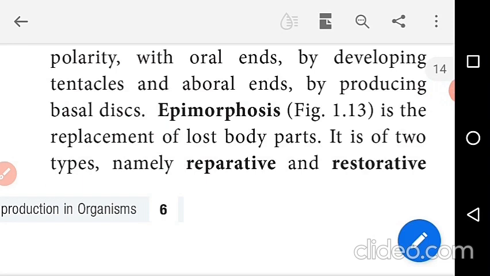So that is called morphallaxis, முழு உருவ மீட்பு. The next one is epimorphosis.